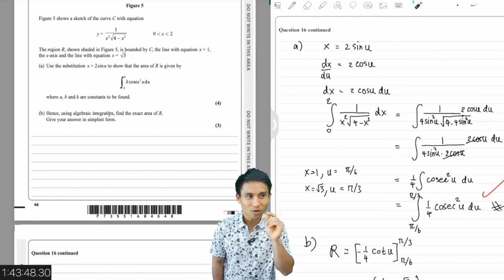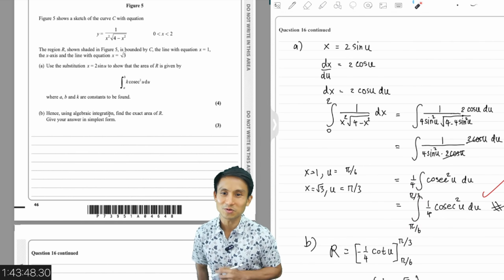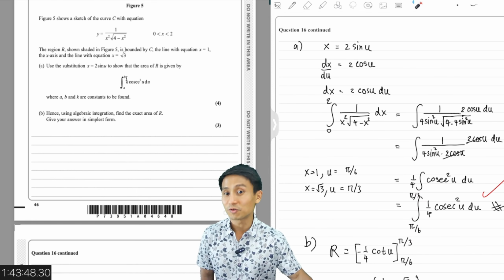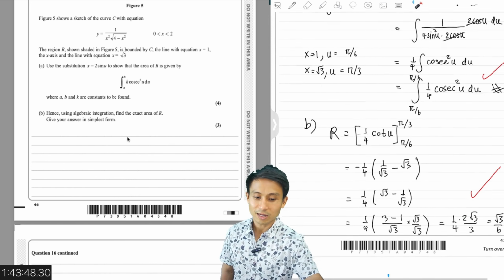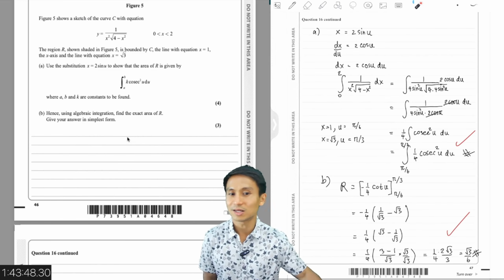And the point that people usually forget here is the bounds, right? Because they don't tell you they're a and b, so you just have to figure them out. The bounds must be for u, not for x, right? Because we're using substitution here. Okay, and part B, we just sub in the limits and then we get the answer.